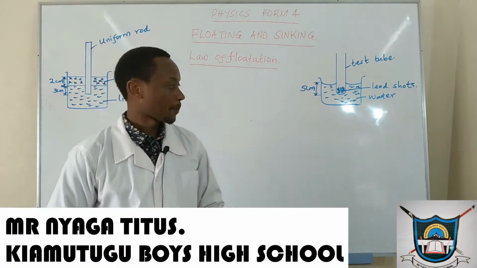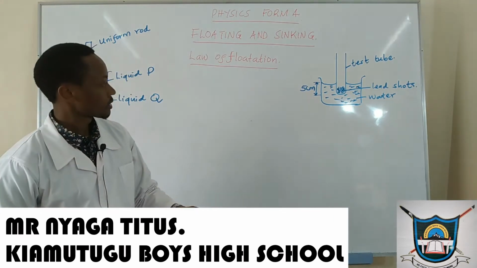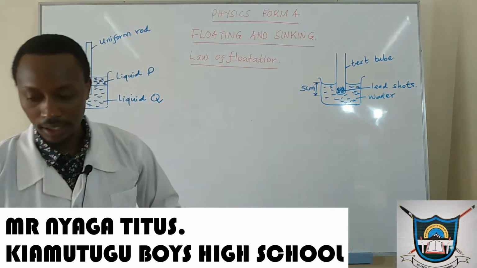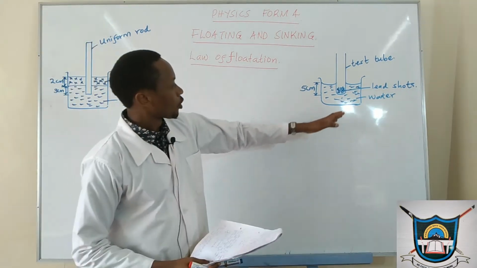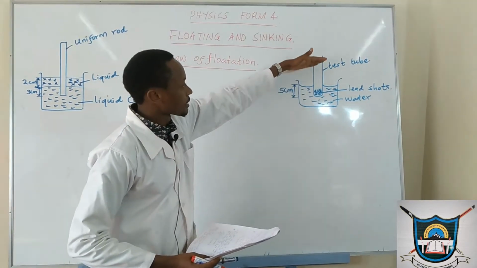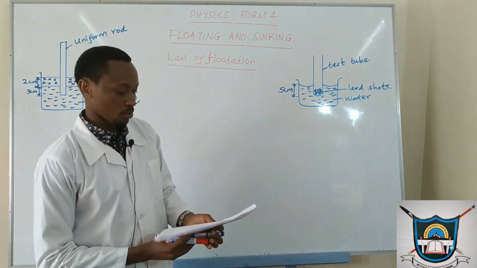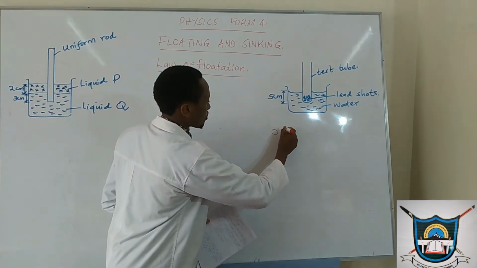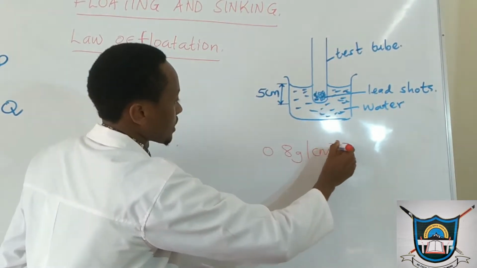In the previous lesson, I left a question which you were supposed to attempt as an assignment, and I want to go through the question so that you can mark it for yourself. We were supposed to determine the height when we make this test tube float in a liquid whose density is 0.8, assuming the density is 0.8 grams per cubic centimeter.